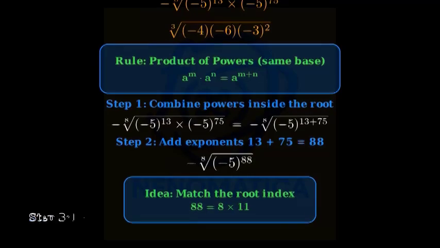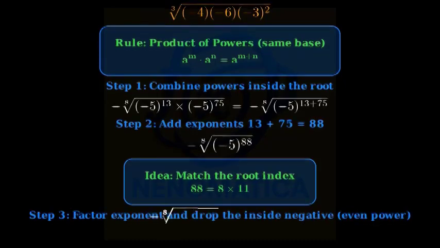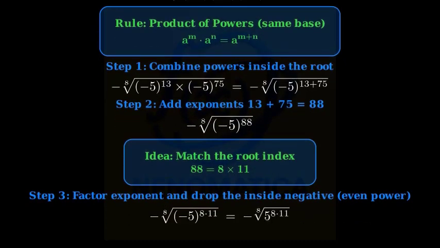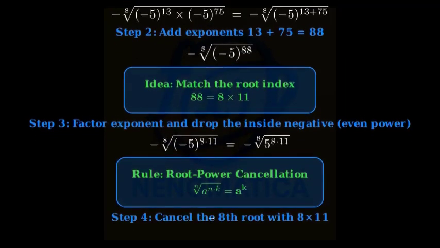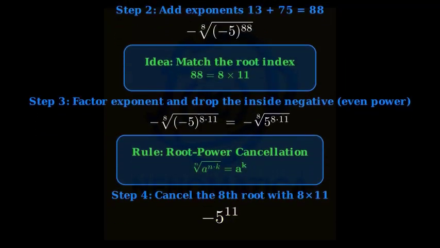Then note that raising -5 to an even power removes the negative sign inside. So we can treat it as 5 to the 8 times 11 under the 8th root. Step 4. Use the root and power cancellation property. The 8th root of a to the 8k equals a to the k. Apply it to get 5 to the 11, and keep the negative sign that was outside from the start. Part B. Now simplify the cube root of -4 times -6 times -3 squared.